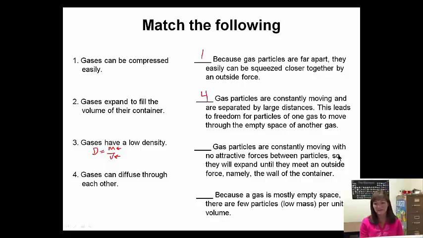The next one, gas particles are constantly moving with no attractive forces between the particles. So they will expand until they meet an outside force, namely the walls of the container. Basically, since the particles aren't sticking, they're not forming liquids and solids, so they're free to hit the outside of the containers. So they're going to expand until they fill their container. So that's going to be number 2. The last one, because a gas is mostly empty space, there are few particles, so a very low mass per unit volume. So right here, low mass is going to lead to a low density. So that'll be number 3.